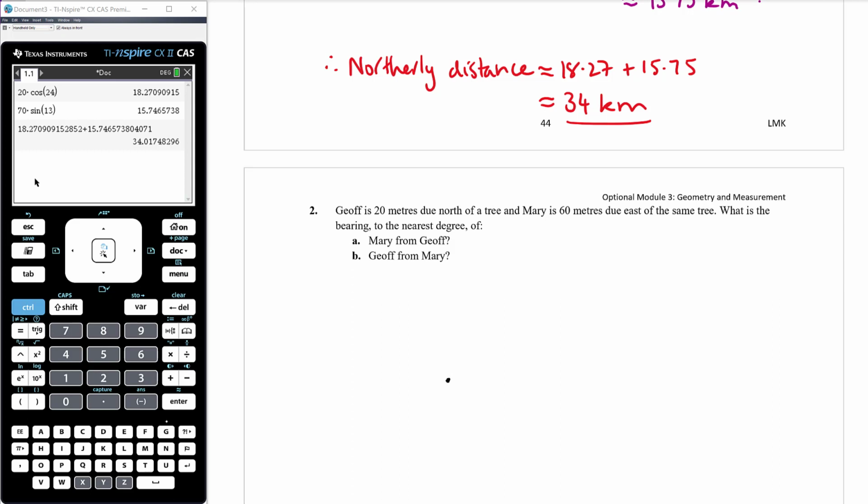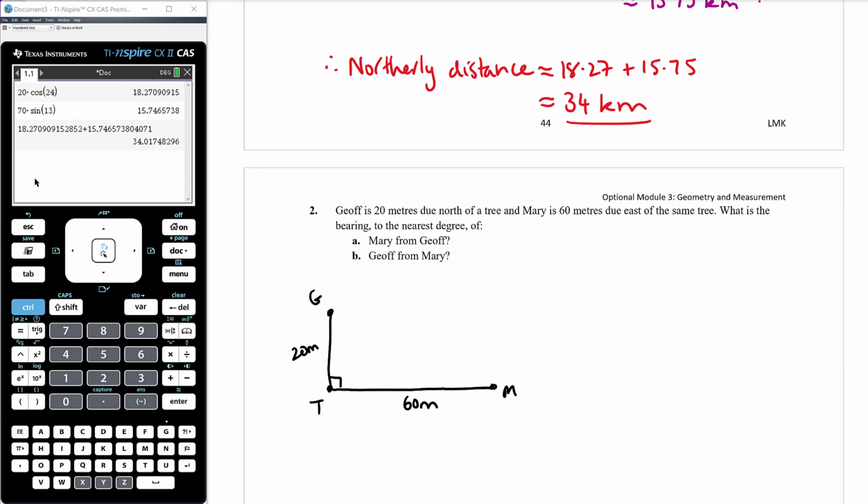If the tree is here, then Jeff is directly north above the tree. Okay, so Jeff is 20 metres north of the tree. So let's have the tree here. Jeff is north of it, 20 metres. Mary is east of it. She's further away, 60 metres. Okay, so that's what we've got. North and east, the angle between them is right angled. So again, we can use our right angled trig, which is nice.